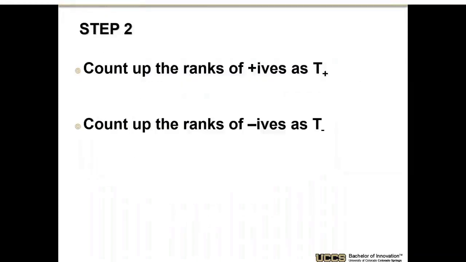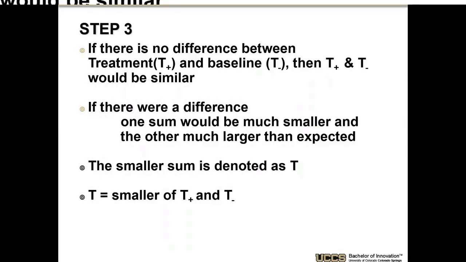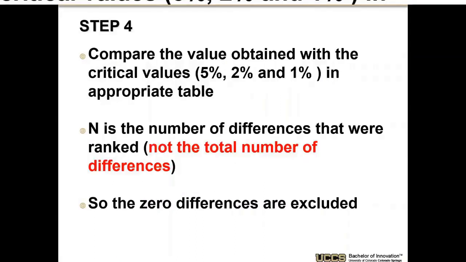And then we count up the ranks of the positive ones, the times algorithm 1 wins, and count up the ranks of the negative ones, right? The underlying idea here is that if this was truly random, then the rankings of which one wins would be about the same. If there's a difference, one sum would be much smaller and the other much larger, and then there's an underlying statistic that lets us say, okay, how important is that difference? So we look at the smaller sum and call that T, and then we can do a comparison.